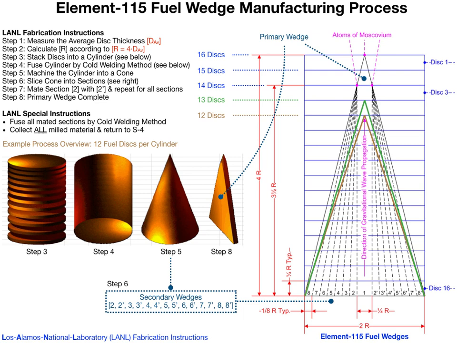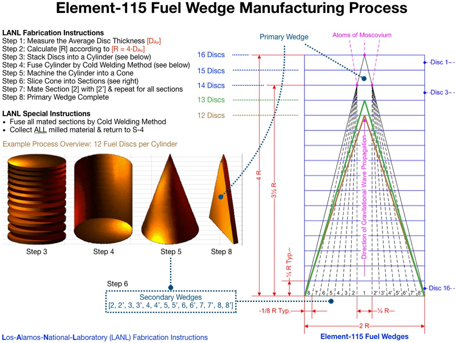The fabrication sequence proceeds as follows. Step 1. Measure the thickness of each disc and determine the average disc thickness. Step 2. Calculate R from the average disc thickness according to the equation shown. Step 3. Stack the discs into a cylinder. Step 4. Fuse the cylinder utilising the cold welding method. Step 5. Machine the cylinder into a cone. Step 6. Slice the cone into sections as indicated by the dashed lines in the illustration.